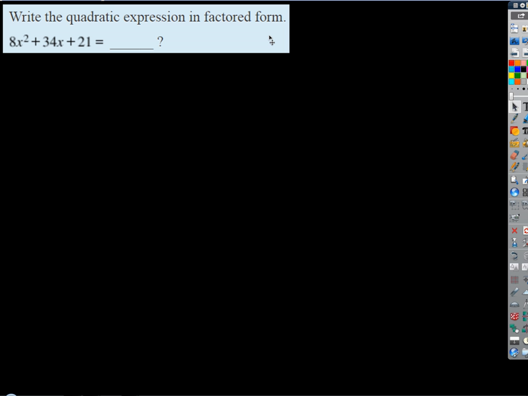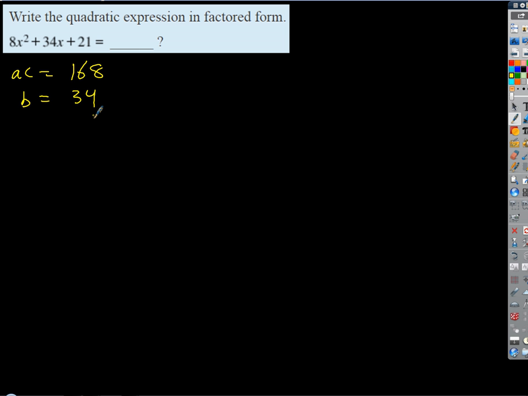Bottoms up. Okay, so let's go through bottoms up. With bottoms up, remember, we've got to find factors of AC that add to B, right? So AC equals 168, and B equals positive 34. So what are we going to get there?